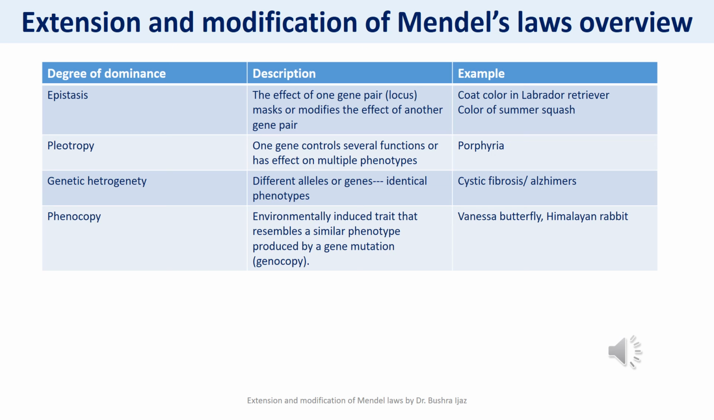Then, in the last, we learned about phenocopy, and phenocopy is actually an environmentally induced trait that resembles a similar phenotype produced by a gene mutation. And we learned about that with the help of examples of Vanessa butterfly and Himalayan rabbit.